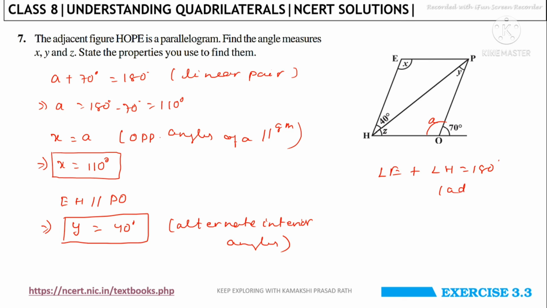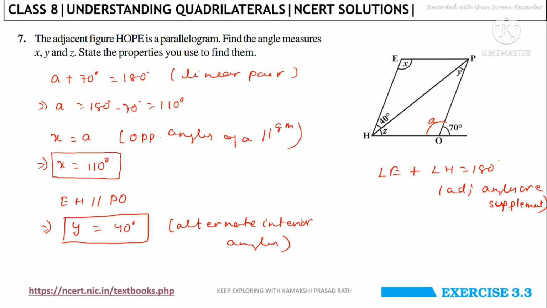So we can say adjacent angles are supplementary, or else we can say angle E and angle H are co-interior angles. As EP is parallel to HO, they are co-interior, and co-interior angles are also supplementary.